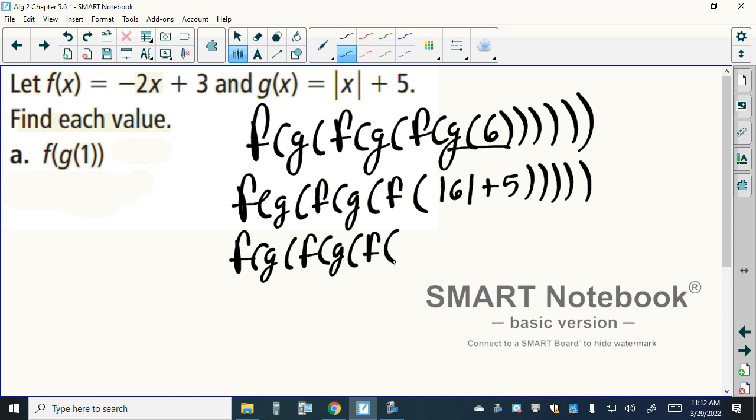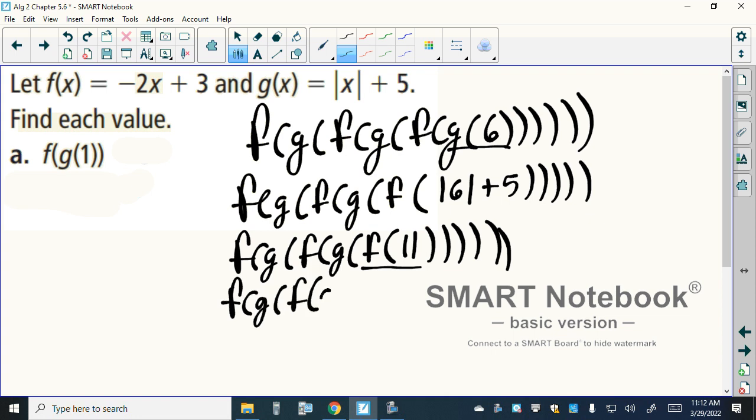What's the absolute value of 6? 6 plus 5. So f of 11. So we'll plug it in there. So it's going to be negative 2 times 11 plus 3.